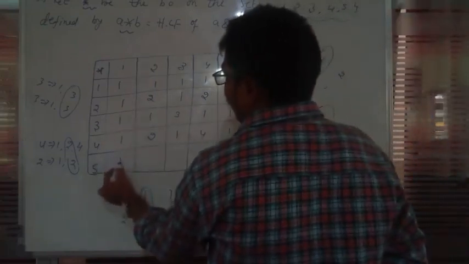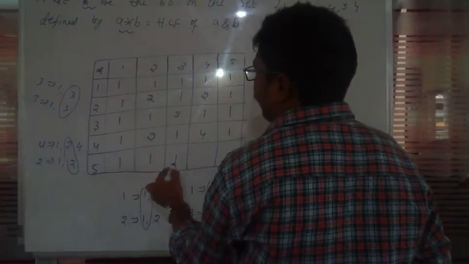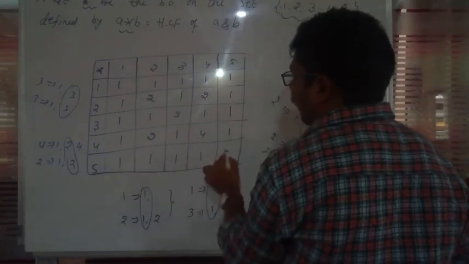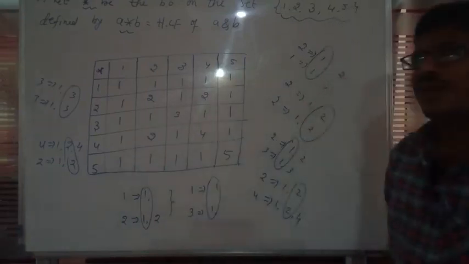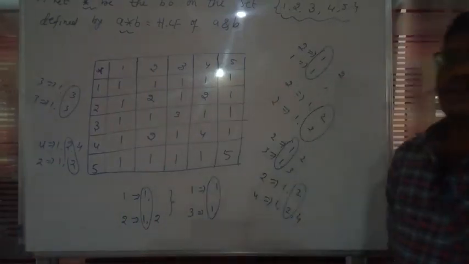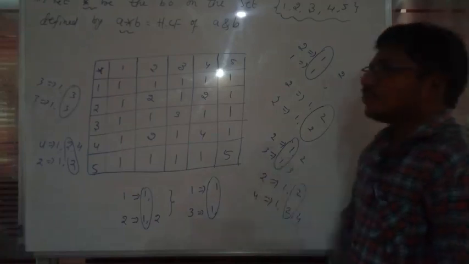4 and 3 is 1, 4 and 4 is 4, 4 and 5 is 1. Then 5 and 1 is 1, 5 and 2 is 1, 5 and 3 is 1, 5 and 4 is 1, and 5 and 5 is 5. Okay, now this is the construction of the operation table whenever HCF of A and B is given. I hope all of this is understood.